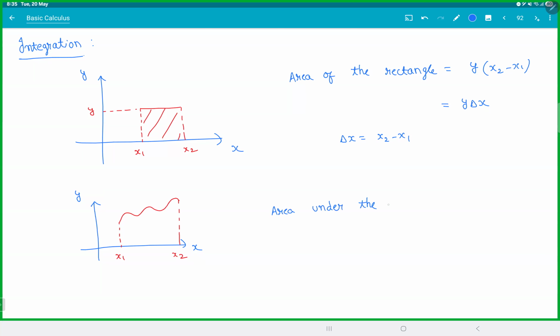So the area under the curve. If I try to use the formula y into delta x, the question comes, what is y exactly? It is changing at every point. So how much should I take? You get anything? So actually, we don't know the value of y. Is this making sense? I can't take a single value of y and multiply y into delta x and get an answer here. So we are stuck here.